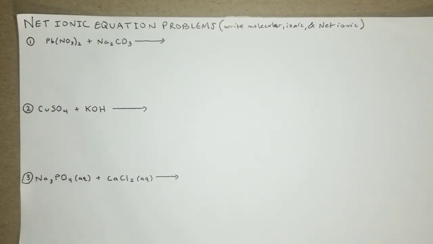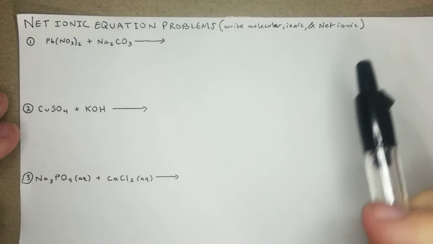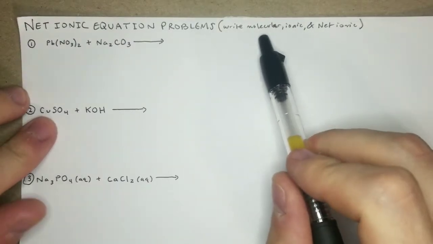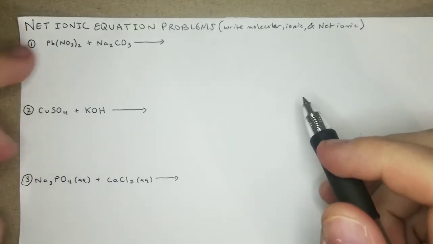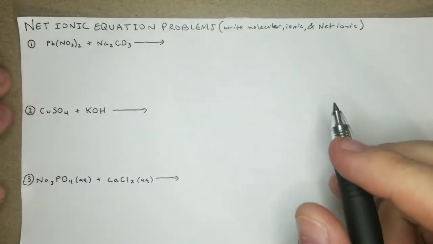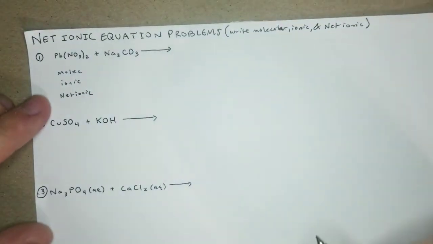How's it going, guys? We're going to talk about some net ionic equation problems today. Usually the prompt that I've seen is write the molecular, ionic, and net ionic equation for these, and they'll give you the first half. So I usually just like to write them down the side, the molecular, the ionic, and then the net ionic. Do them one at a time like that.